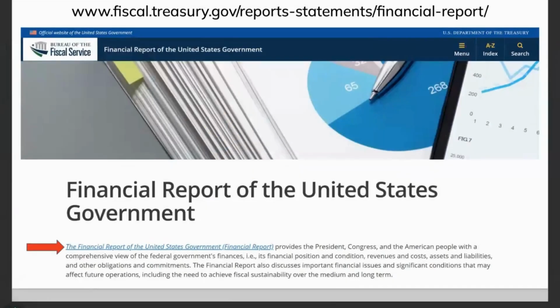Morning, everybody. My name is Chuck Chokel, and I'm here on behalf of Truth in Accounting to review the financial report put out by the Treasury of the United States of America. This report comes out every year, and congratulations to the Treasury Department for this year getting it out in January, well before the President's address to Congress.